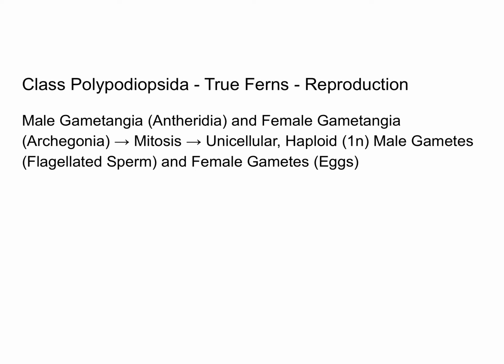And then cells within these male and female gametangia are going to go through mitosis. Once again, we're starting out with haploid cells that are producing haploid cells. And they are going to produce these unicellular, single-celled haploid gametes. And so the antheridia are going to produce the male gametes, and the archegonia are going to produce the female gametes. And the male gametes are these sperm that have a flagellum, and they can swim to the egg, which is the female gamete. And so it swims over to fertilize the egg.